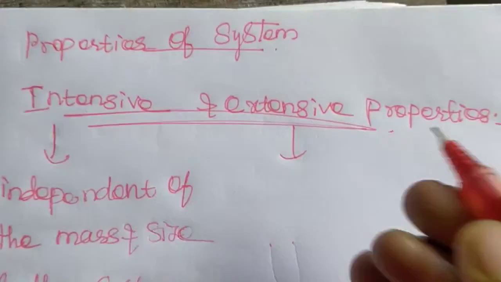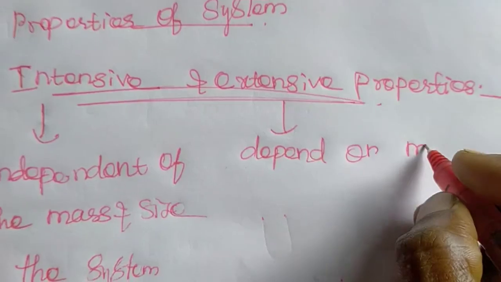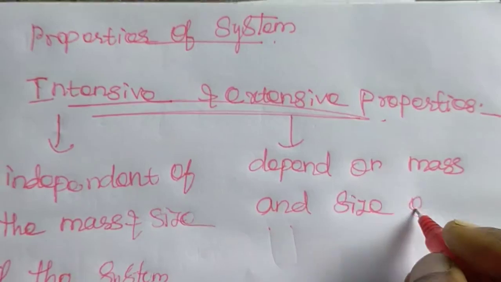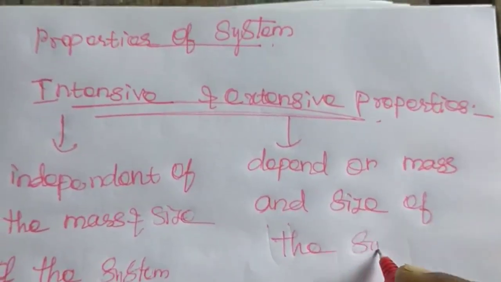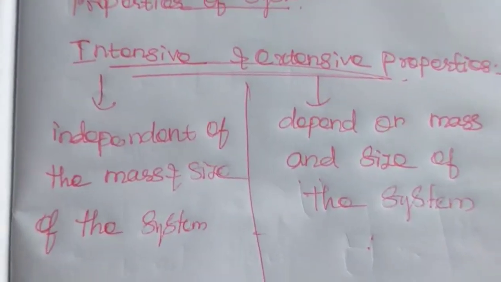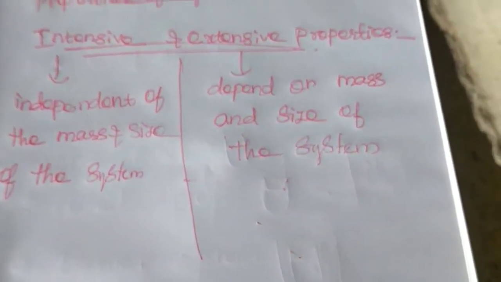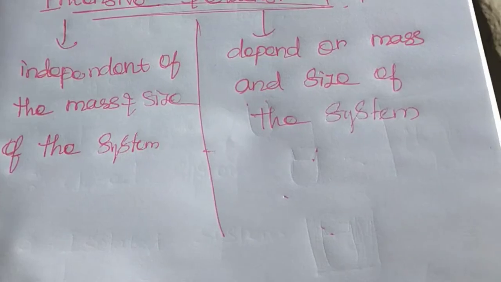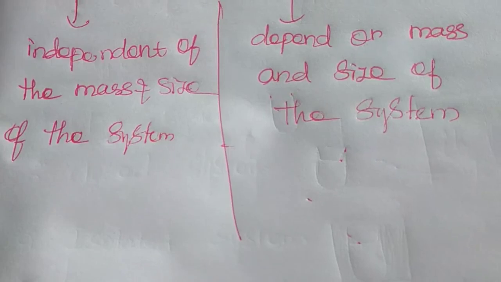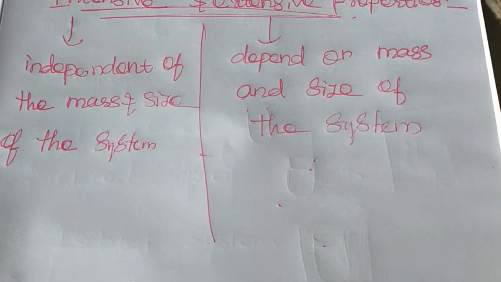Then what is extensive? It is opposite. It depends on mass and size of the system. It is extensive properties. So we have some list of properties of intensive and extensive within the system. For example, volume, number of moles, mass and the internal energy. These are the extensive properties.